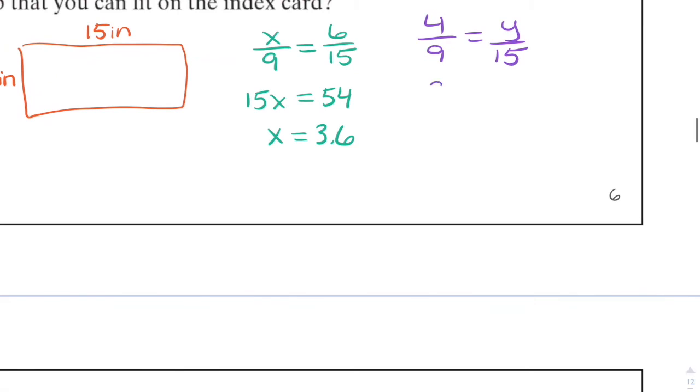So here we have 9y equals 60. So 60 divided by 9 is about 6 2/3. So y equals 6 2/3.